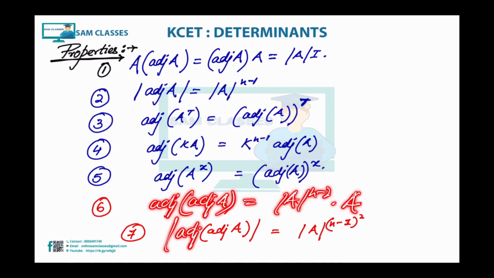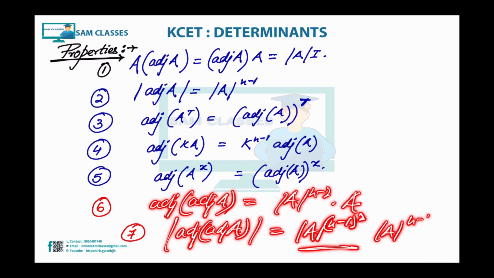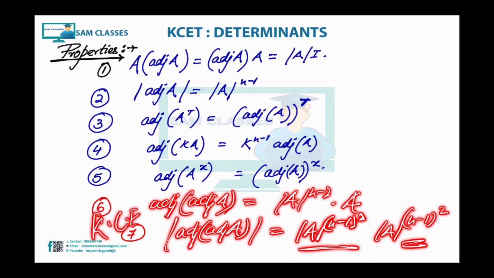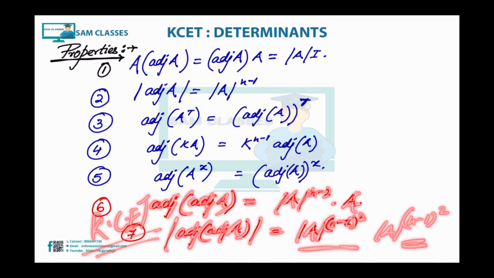Now determinant of adjoint of A, very important property for the KCET part. Do mug it up, okay? Do remember it, make it on your fingertips: determinant of A to the power n minus 1, the whole square. Very important property for KCET. These all properties are very important.